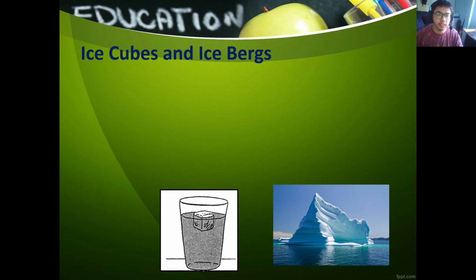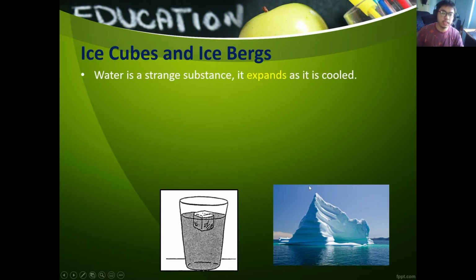Let's talk about ice cube and icebergs. You can see ice cube is smaller than an iceberg, but these two things can float on water. So water is a strange substance. It expands when it is cool. So the volume, the size becomes bigger as you cool it down.